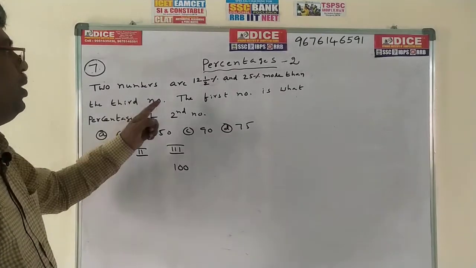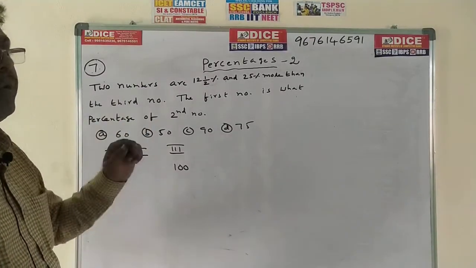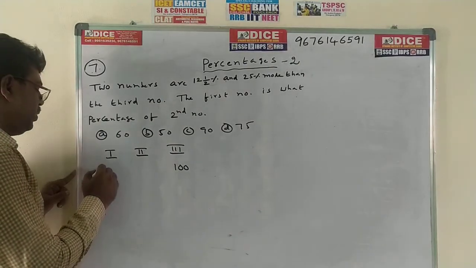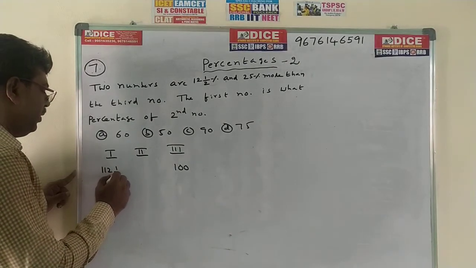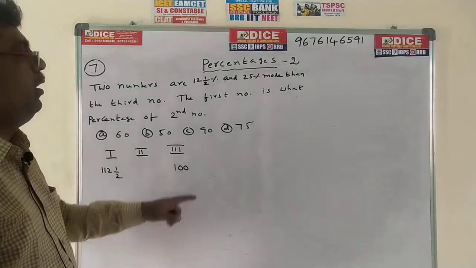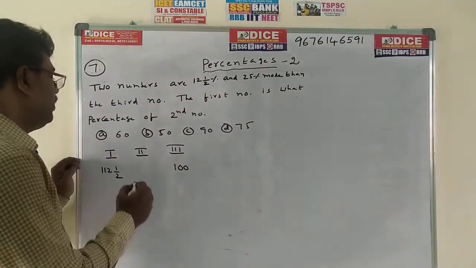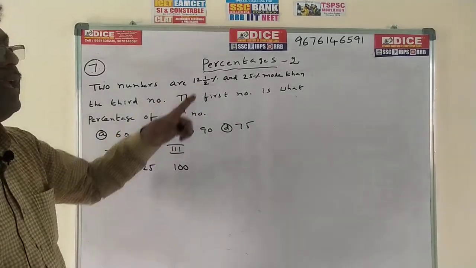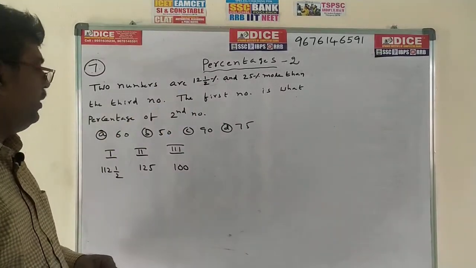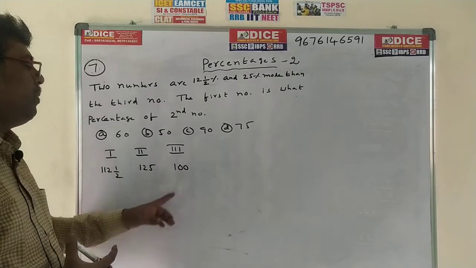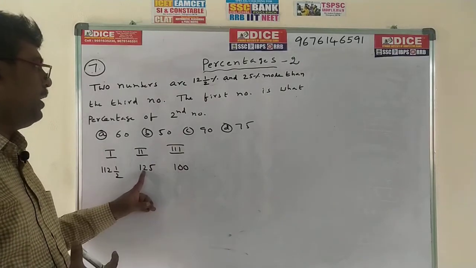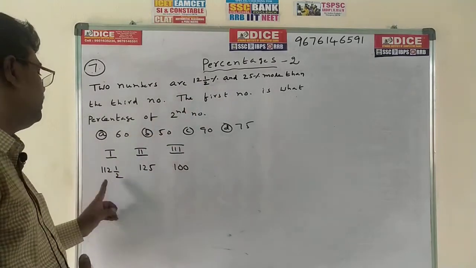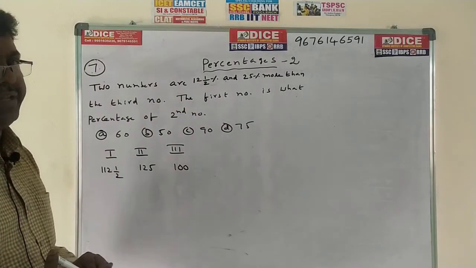Now, two numbers are 12.5% and 25% more, which means we have to add to 100. 100 plus 12.5, the value is 112.5. 100 plus 25 is 125. These are the numbers. Because more is there, you add to 100. Let us assume the third number is 100. The second number becomes 25% more, which means 125. 12 and a half more means the value becomes 112 and a half. This is the first condition.